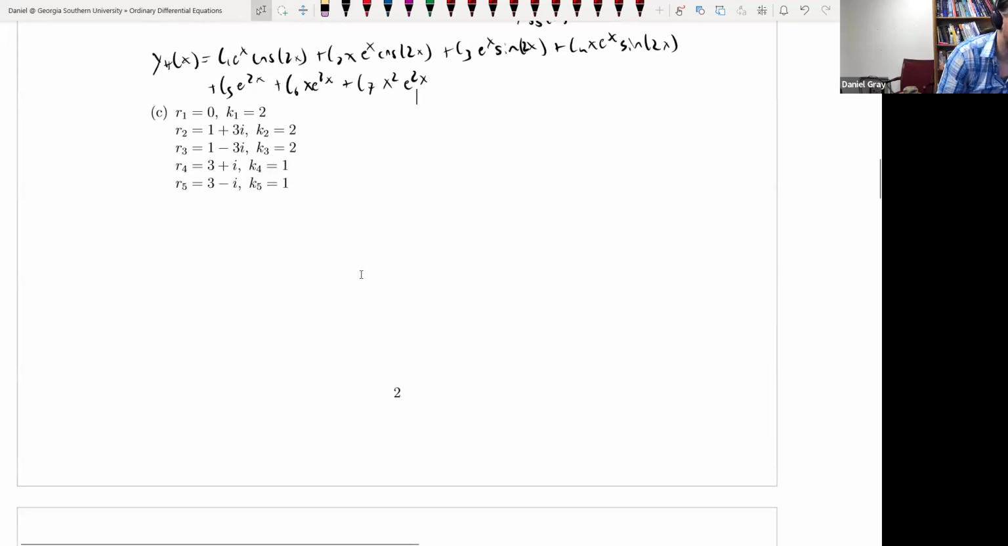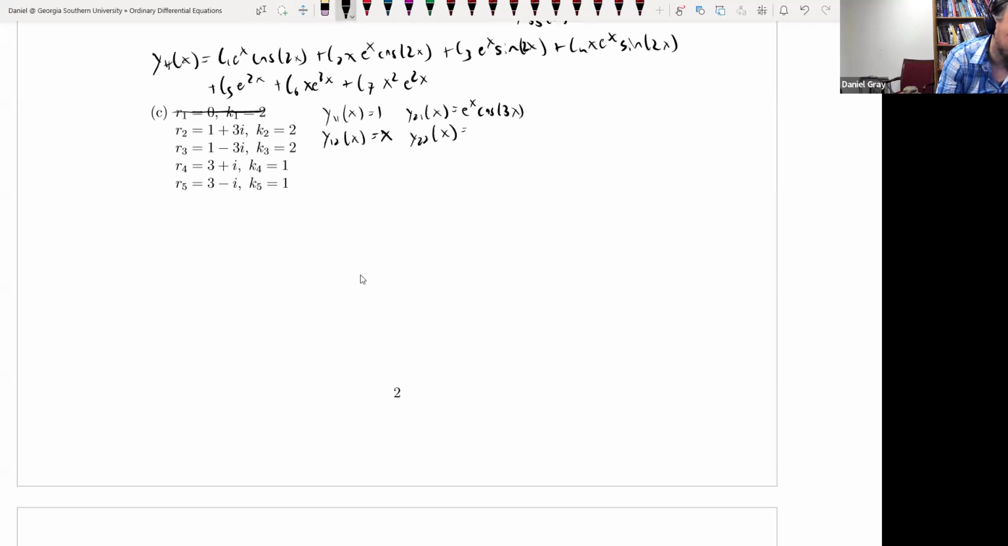Now we go on to the last one over here. I'll go ahead and write out some of these solutions. y11 of x is going to be e to the 0x, which is 1. y12 of x is going to be x times the first solution, so it's just x. That takes care of this root. For R2 and R3, I'm going to do my cosine term first. y21 of x is going to be e to the x cosine of 3x, and y22 of x is going to be x e to the x cosine of 3x.